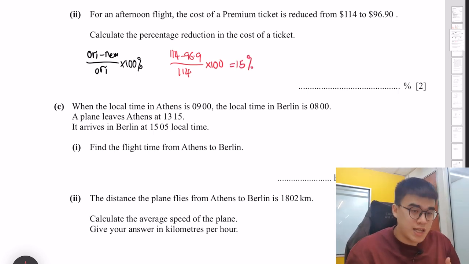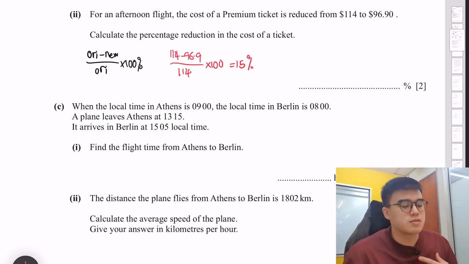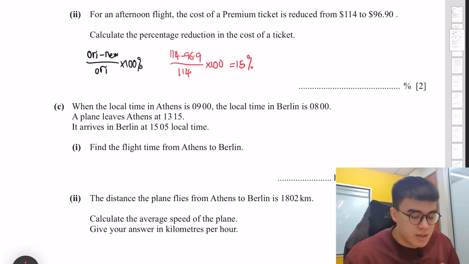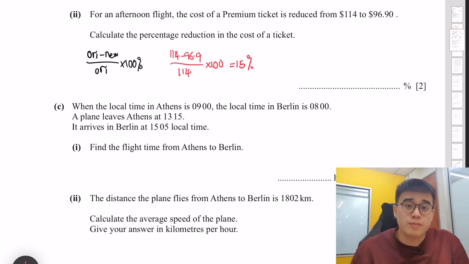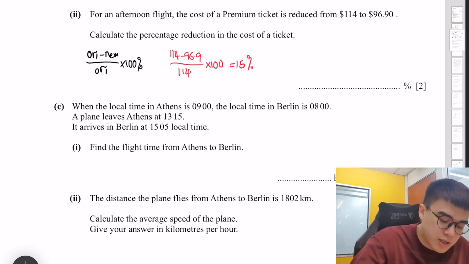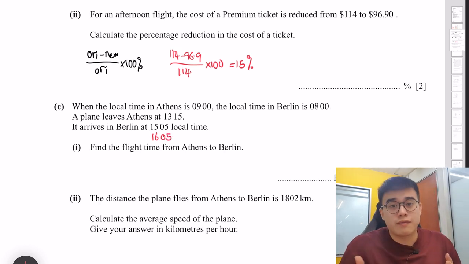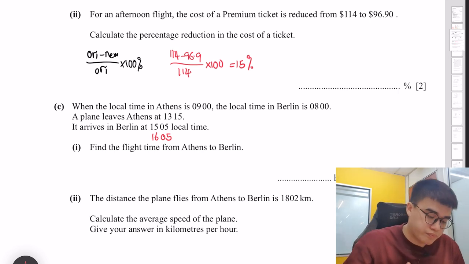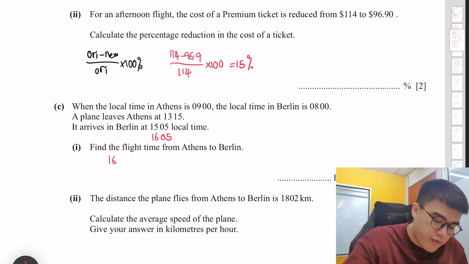So for section C, when the local time in Singapore is 8:10, the local time in Berlin is 8. So they wanted us to find the time difference. However, when the plane arrived at Berlin, they gave us a local time of Berlin, which is 15:05. So first I'll be adding 1 hour to this and get 16:05, so that when I compare and find the time taken, it's more accurate when the time zone is the same. So I'll be taking 16:05 minus 13:15.